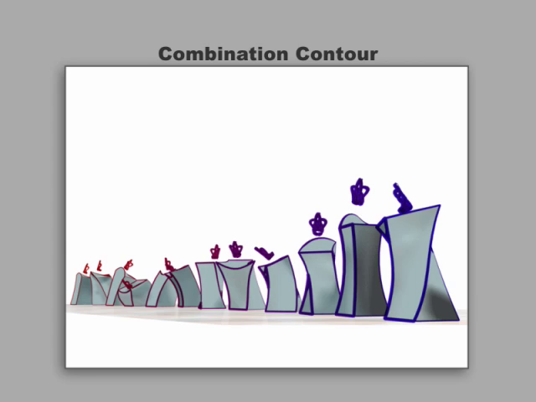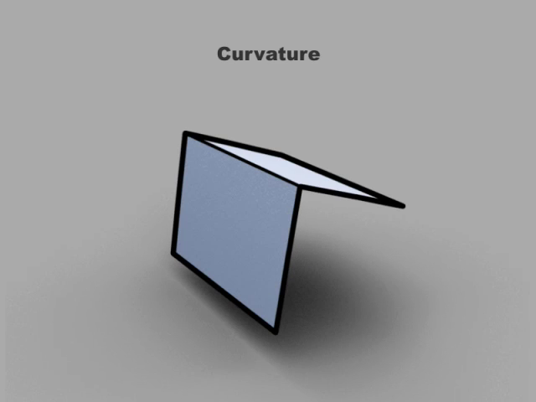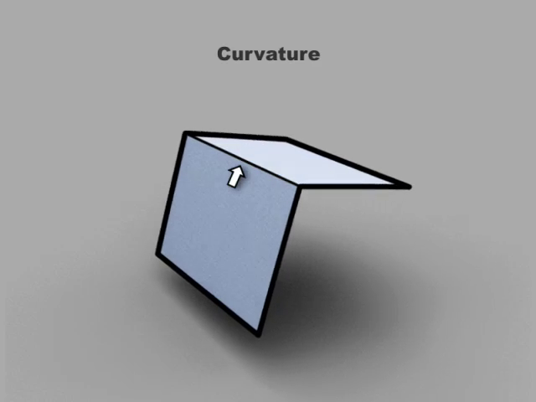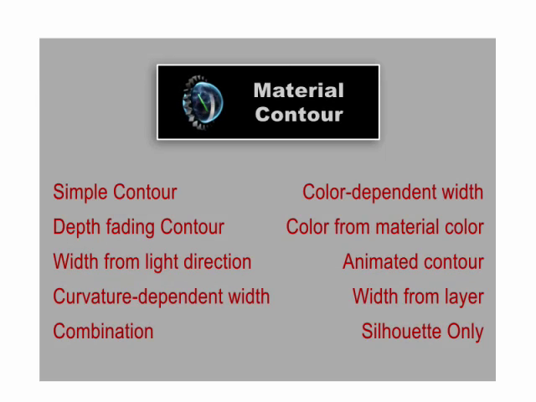A special shader called the combination shader merges features from other contour shaders into a single one. This gives you control over distance settings for color and width. It also provides control over the width based on light and shadows. Curvature is another factor that can be used to drive the contour width. The curvature-dependent width shader traces edges with thicker lines where the curvature is more pronounced, and with thinner lines where more smooth. There are more shaders available to control contours based on material colors or animated settings which interpolate over time. There are also variations of the shaders described earlier.